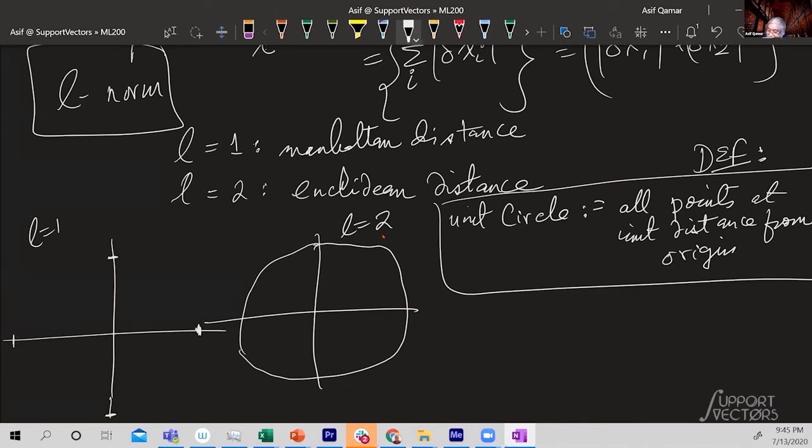But the surprising thing is, because we say that delta x, the norm 1, x1 norm plus x2 norm is equal to 1. What does this equation look like? This is the equation of a straight line. It actually looks like this. And let me give you the intuition.